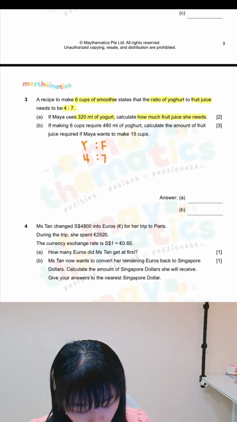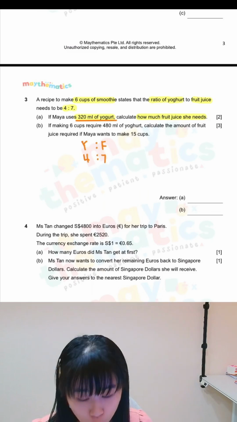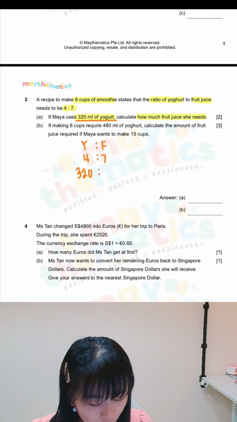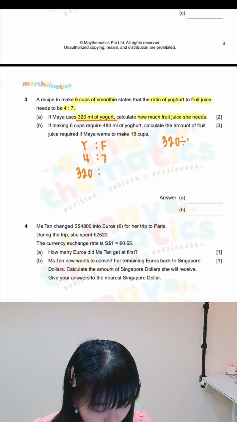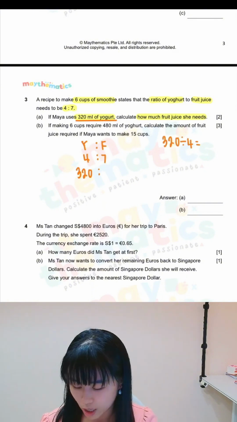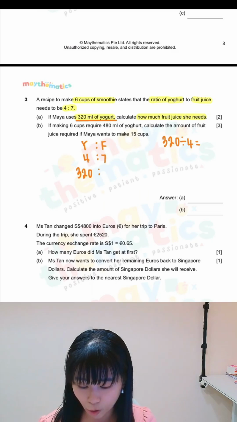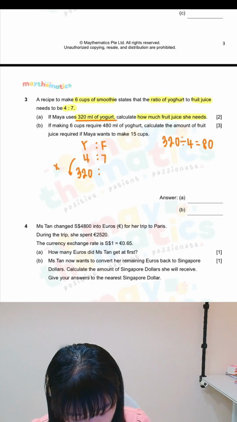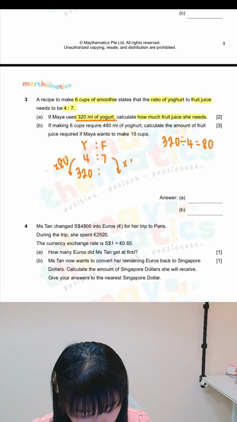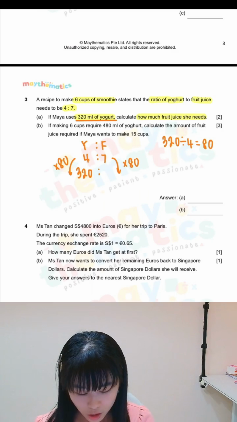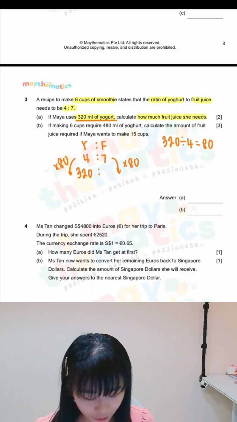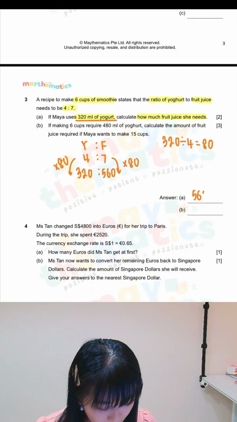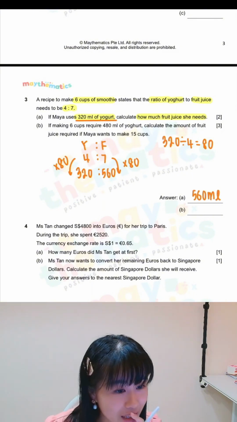You want to make 320 ml of yogurt. So you want to make it 320 of yogurt here, right? So what you do is you take 320 divided by 4. 320 divided by 4, you know that is 80. So here to here is times 80. Here to here also times 80. So 7 times 80, that's how we get 560. So we have 560 ml here. Okay, so far easy peasy, huh?